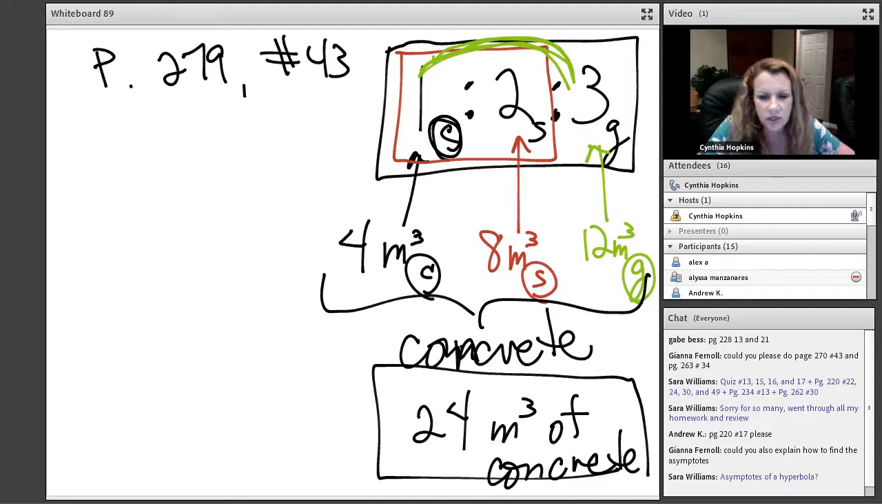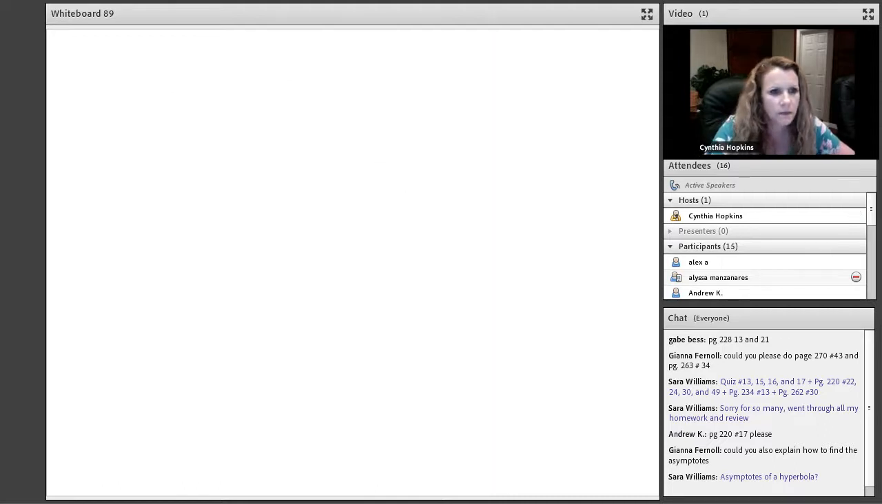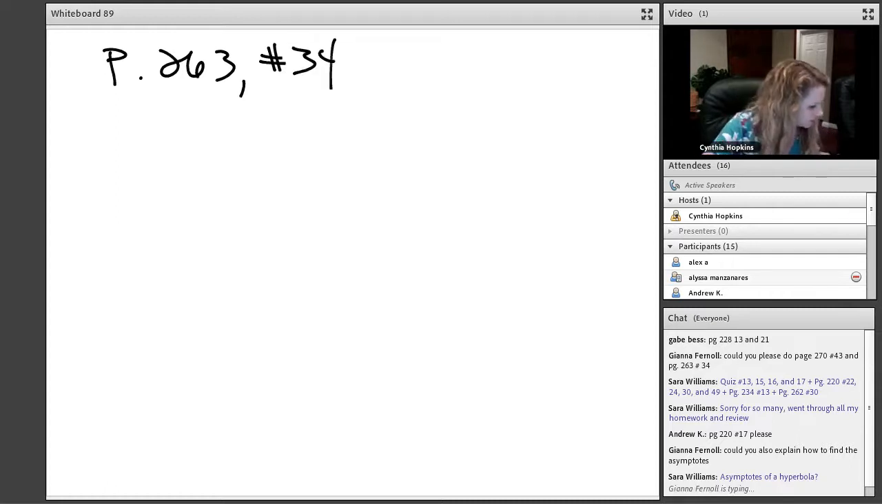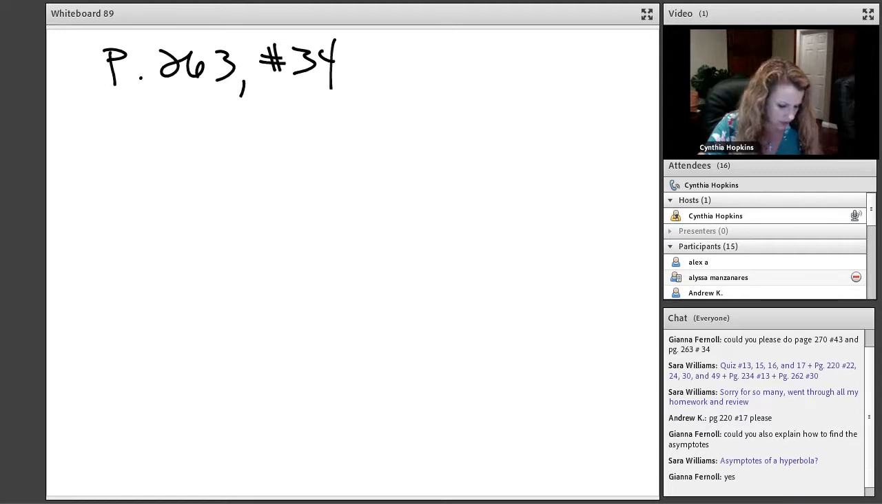All right, second question is page 263, number 34. All right. Okay, so this is a variation problem. It says the weight W of a body above the surface of the earth varies inversely as the square of its distance d from the center of the earth.